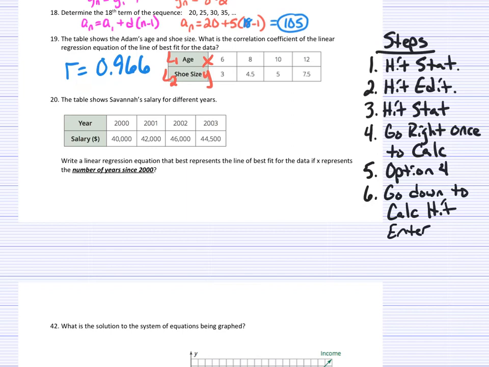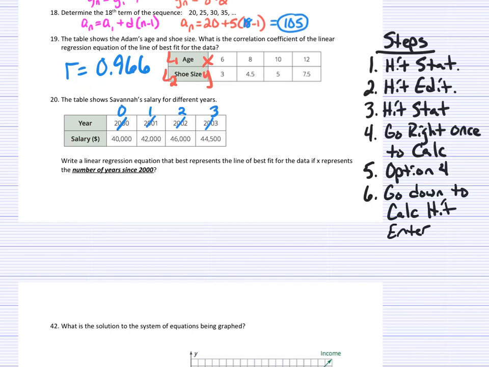Now on number 20, again, the table shows Savannah's salary for different years. Now do you see how it starts off with the year 2000? But we want to do it for the number of years since 2000. So when we enter these in our calculator, we're going to put in 0, 1, 2, and 3. So we're going to do the exact same steps again.